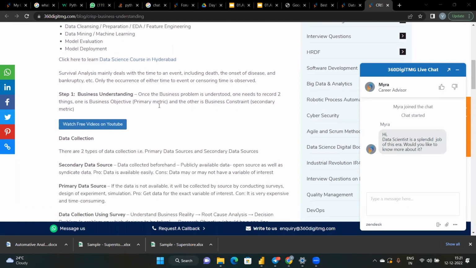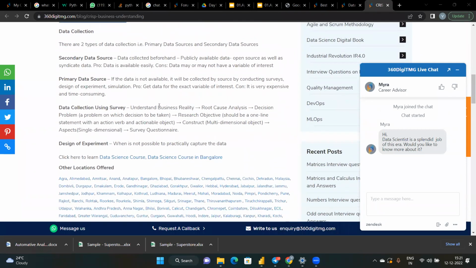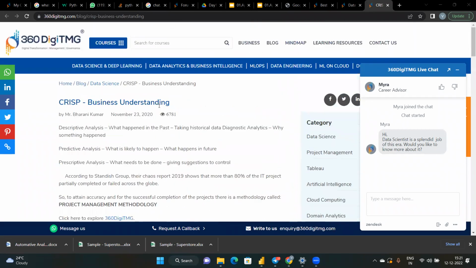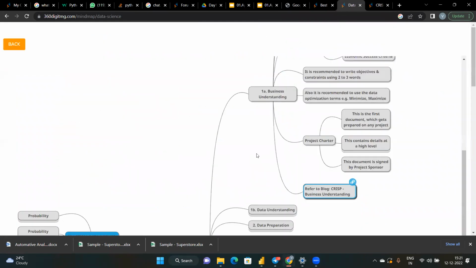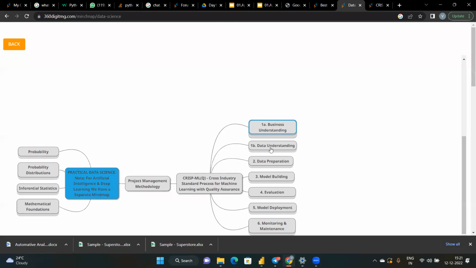And you can see survival analytics. What is business understanding? What are the different types of data collection? Let me explain this, going to the mind map. If you're very interested, I suggest you go to the data business understanding, go to the blogs, go to the mind map of 360DigiTMG. Refer to it every day.